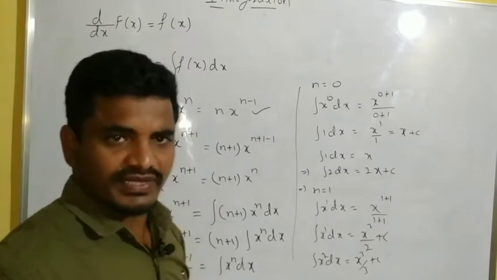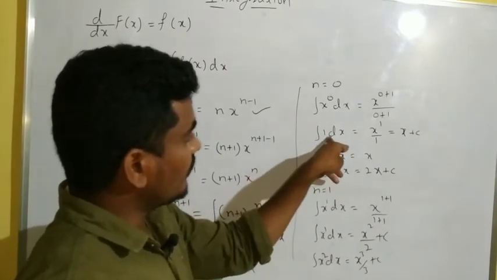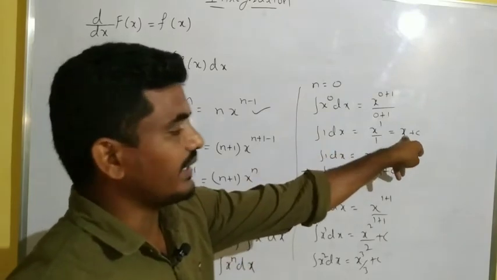Why are we writing c always? Why do we have to write it? Let's see here. The integration of 1 dx equals x plus c.